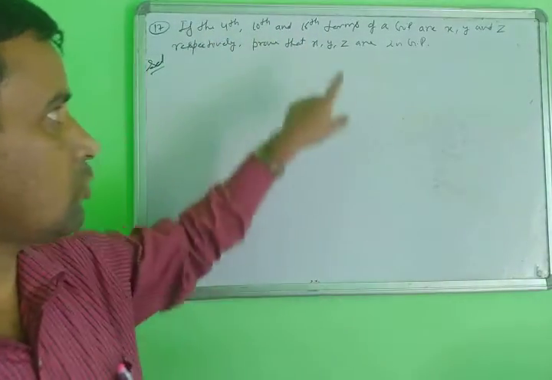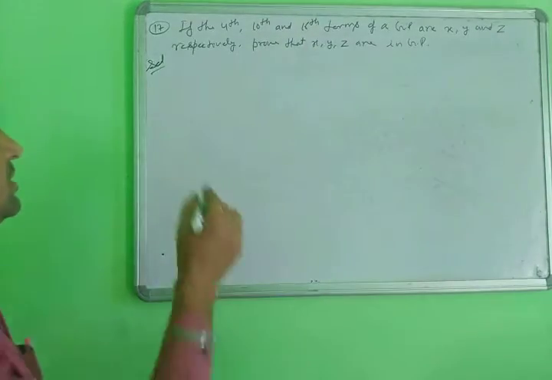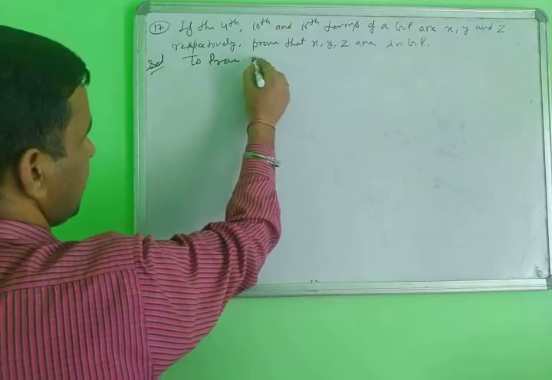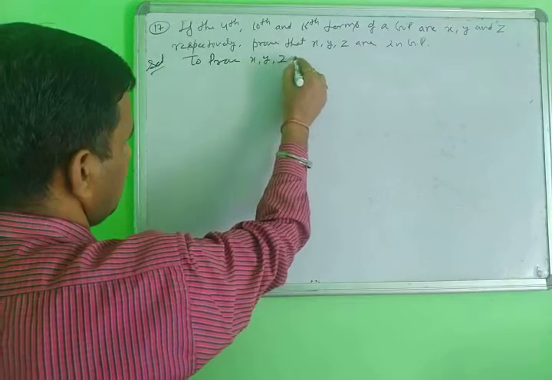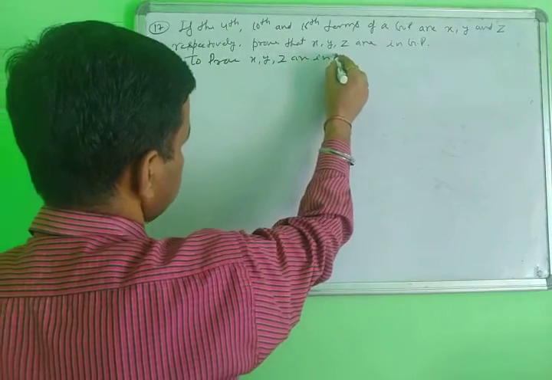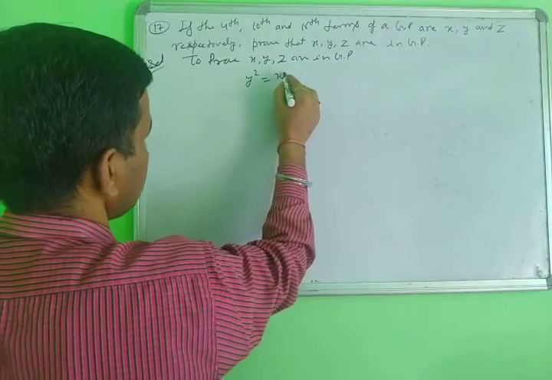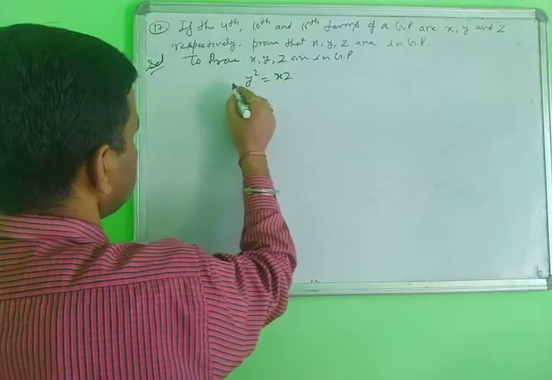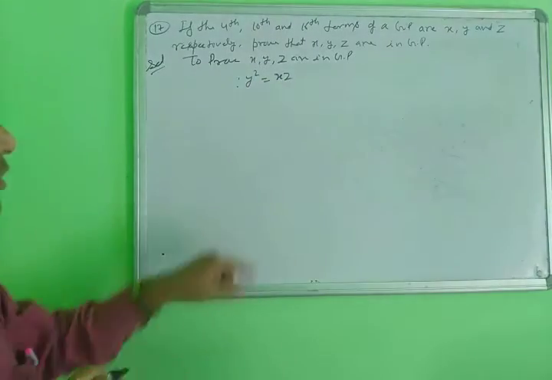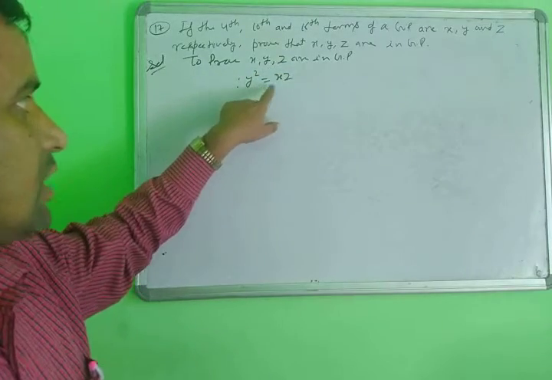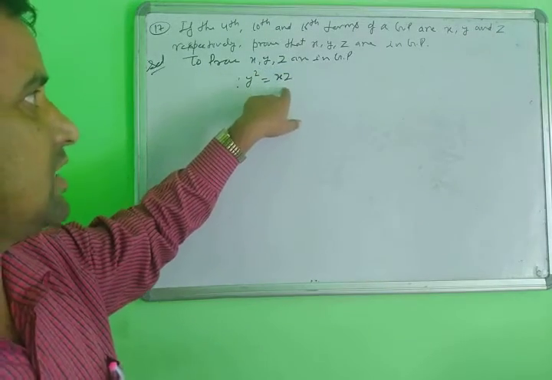How do we decide that X, Y, Z are in GP? It means you will have to prove here that when X, Y, Z are in GP, Y square equals XZ. You will prove this thing: X, Y, Z are in GP means Y square equals XZ. You will prove this.